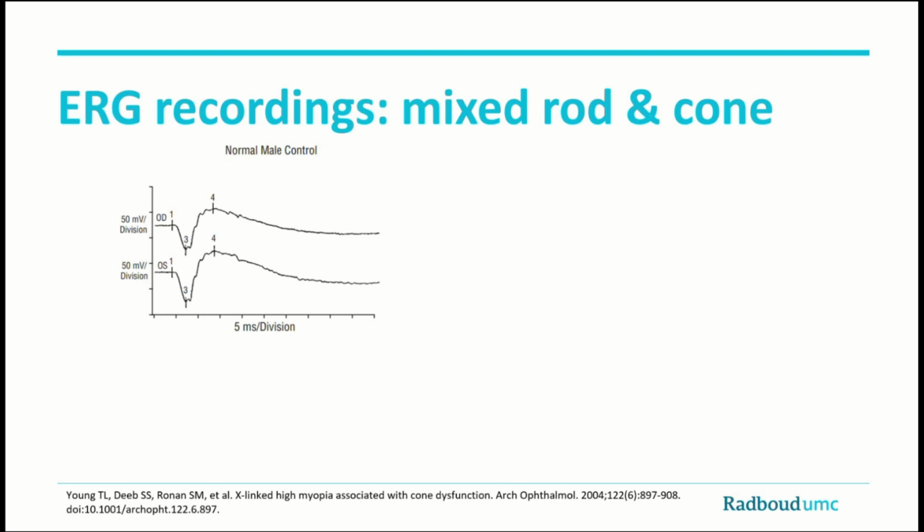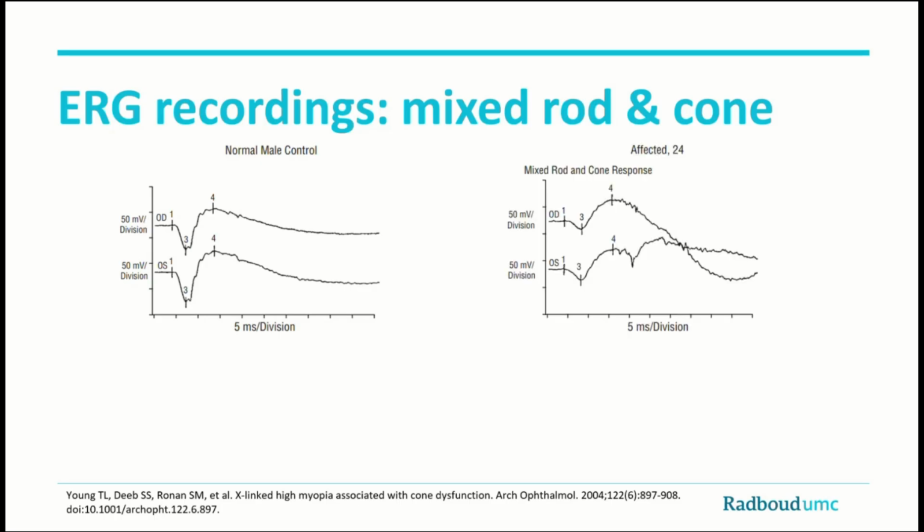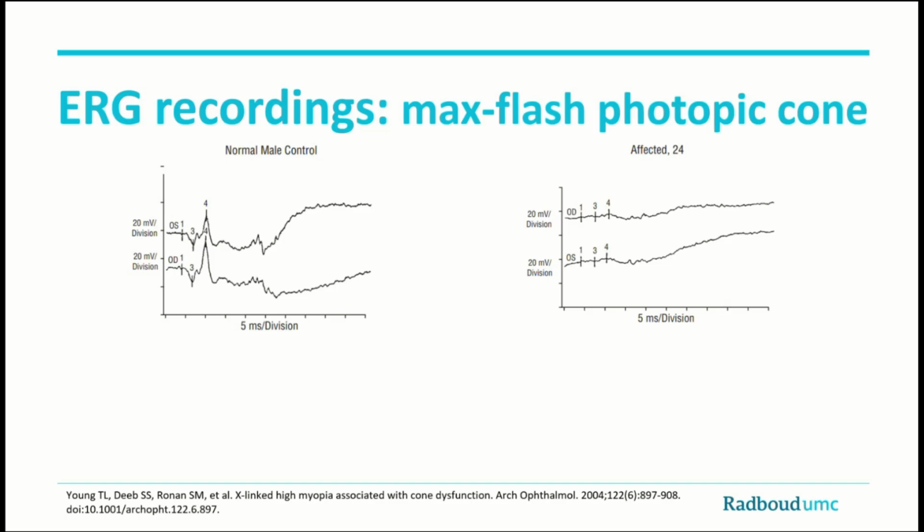Here's an example of a normal male control for mixed rod and cone function ERG. And here's an example of a patient with Bornholm eye disease. You can see that especially this wave is lower, so it's subnormal. Here are the ERG recordings of the maximum flash photopic, so this is for cone function. And again, there is the normal male control versus the patient affected by Bornholm eye disease. You can see that this entire region is almost flat.